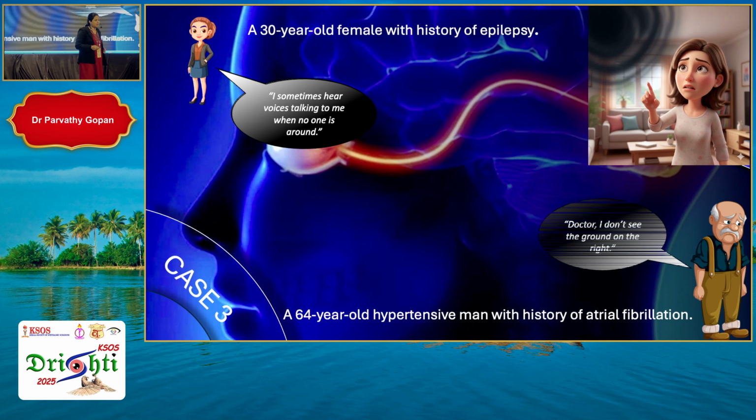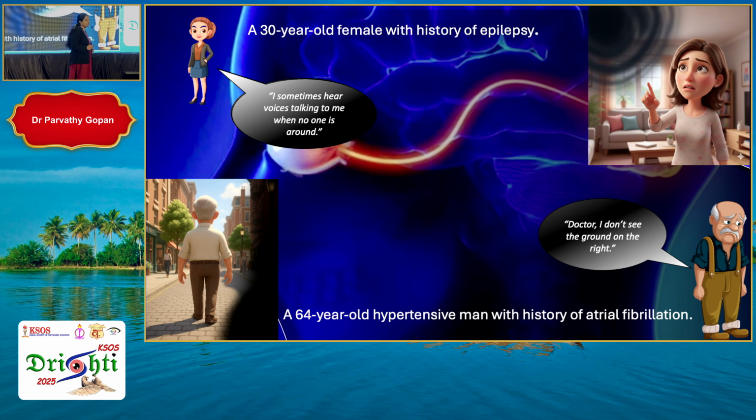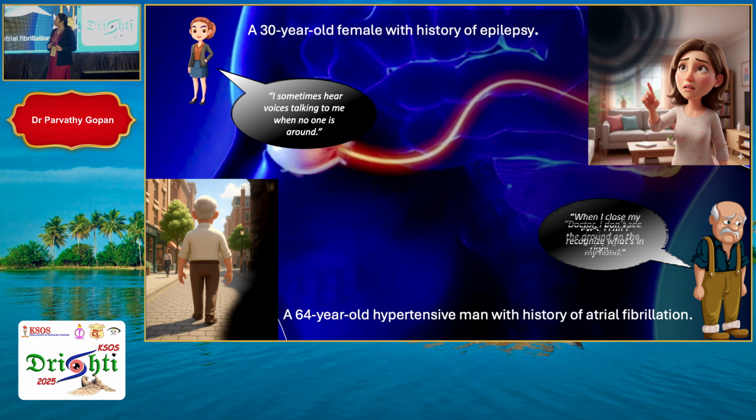I would also correlate with another person, a known case of atrial fibrillation, who gave me the symptoms: "Doctor, I can't see anything on my right lower end. Also, if I close my eyes and feel what is in my hand, I can't make it out." So, somewhere in our brain, areas are affected and the corresponding visual fields were something like this.